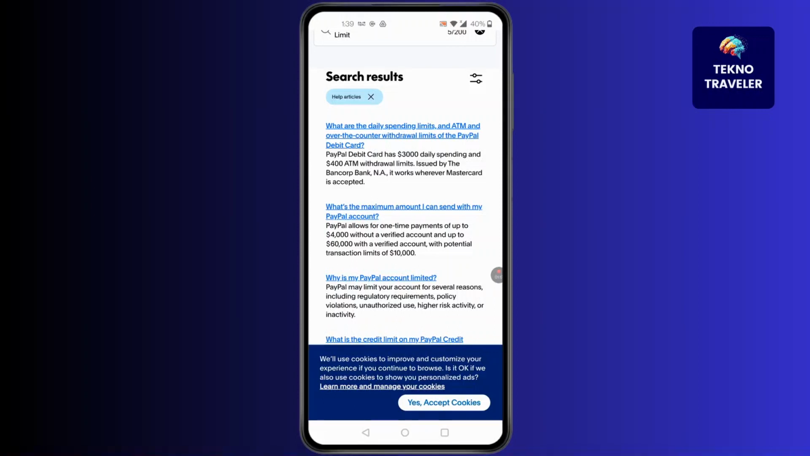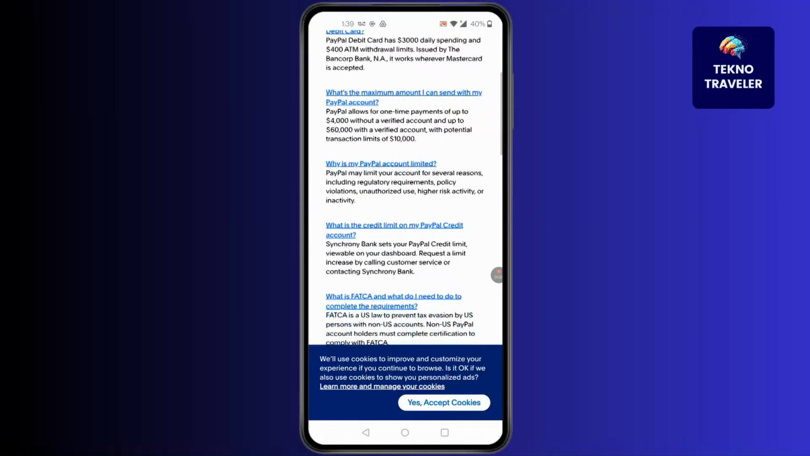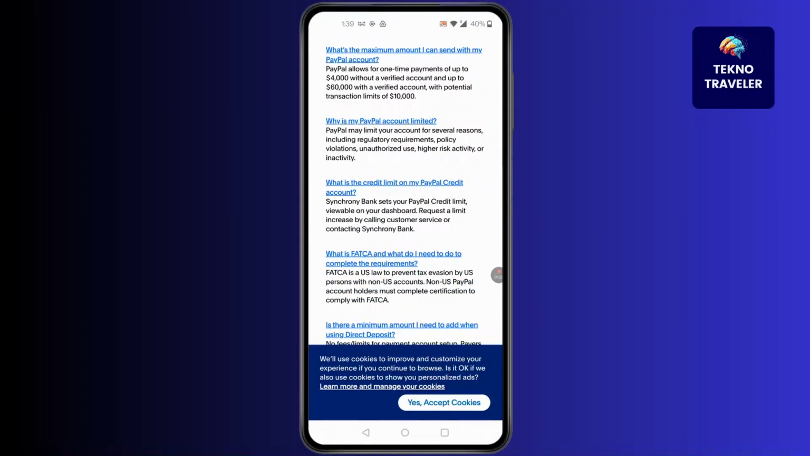PayPal debit card has $3,000 daily spending and $400 ATM withdrawals, also $4,000 without a verified account and up to $60,000 with a verified account. And these are the limits of PayPal. This is how to check PayPal limits.